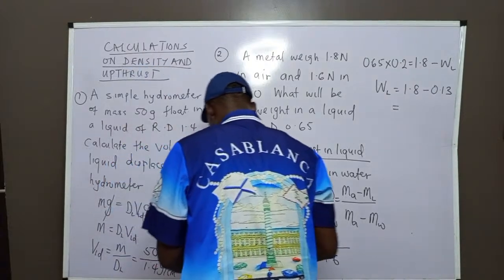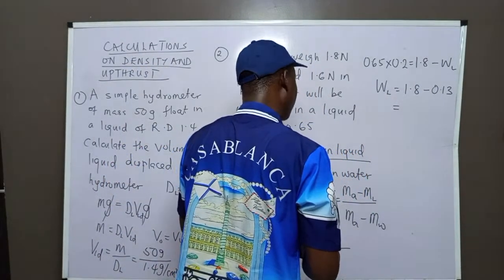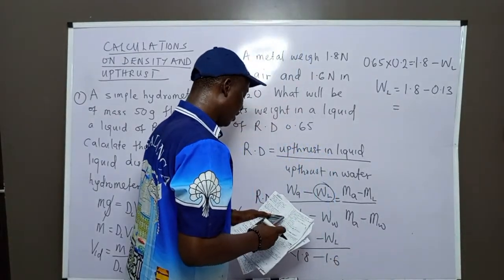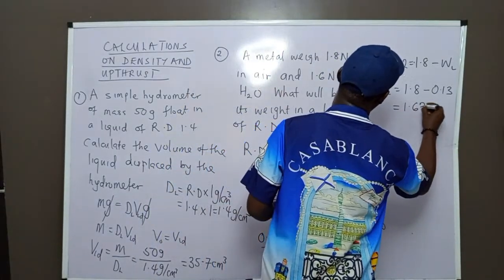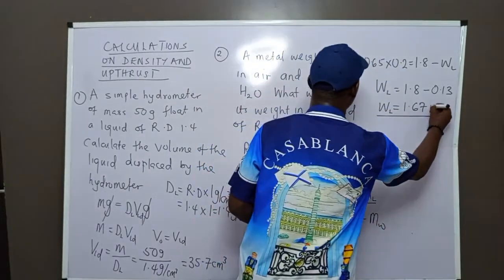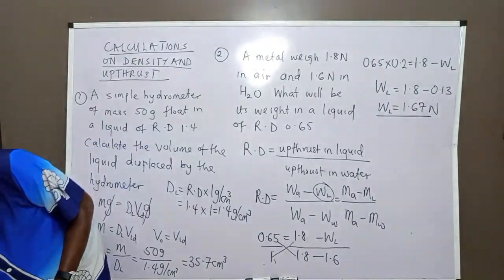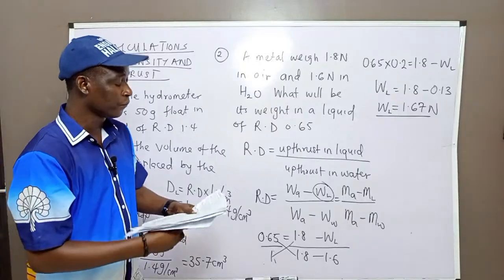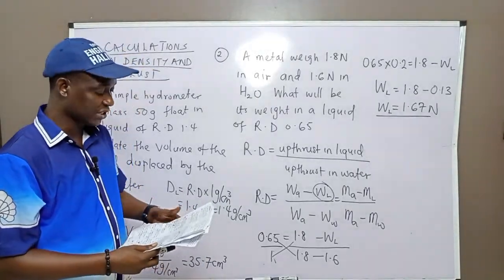We have 1.8 minus 0.13. Please, as you are in this class, try and come with your calculator to make sure you are following us. As you are doing it, you are also doing it. So that is just that. Weight in liquid is equal to 1.67 as our answer. Please take note of that. Very, very important. We go to the next question.